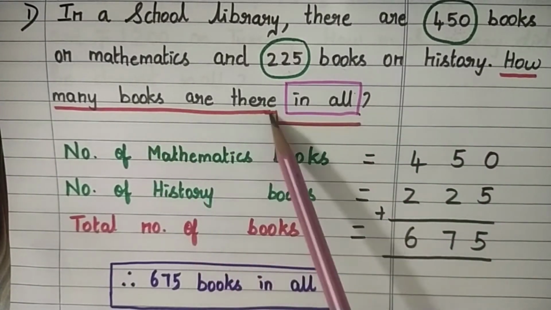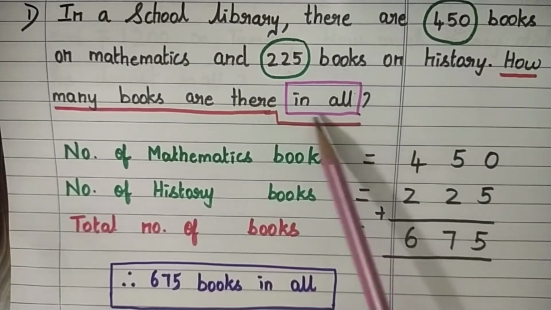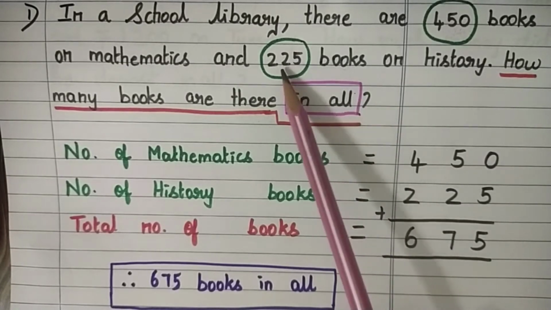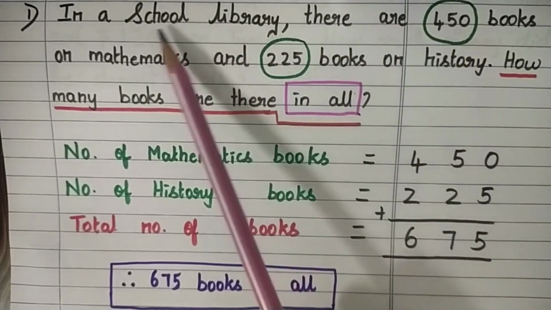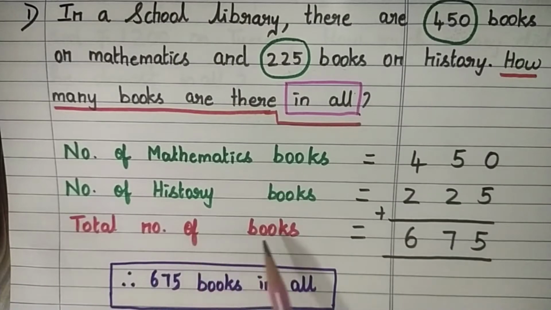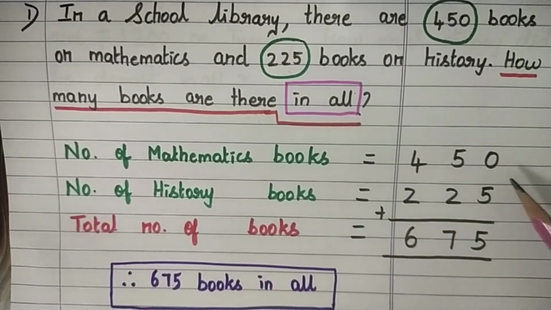How many books are there in all? In all means finding the total number of books in the library. So we need to find a total, which means it's an addition. So we need to add.